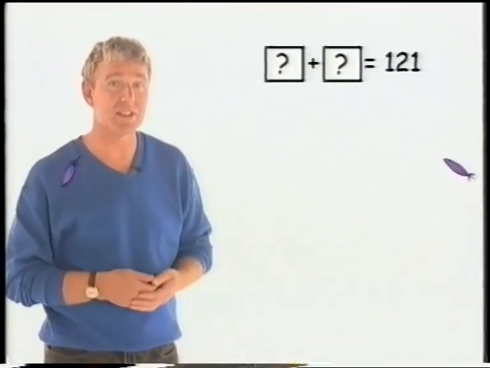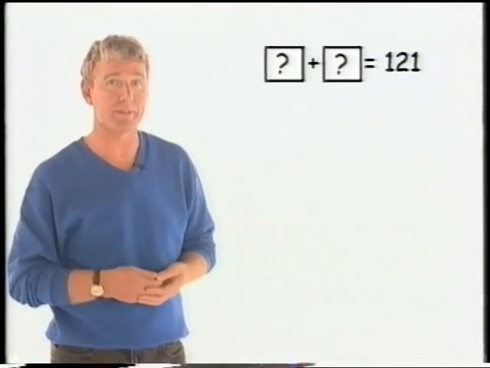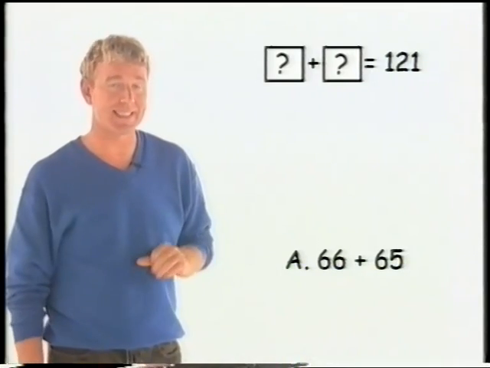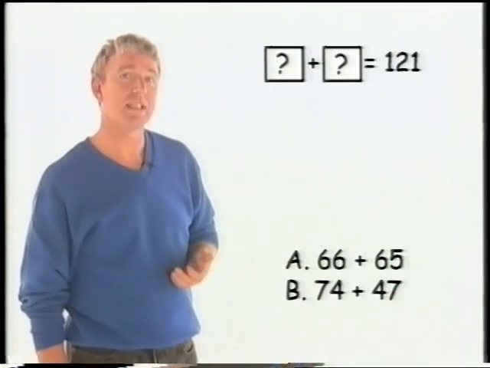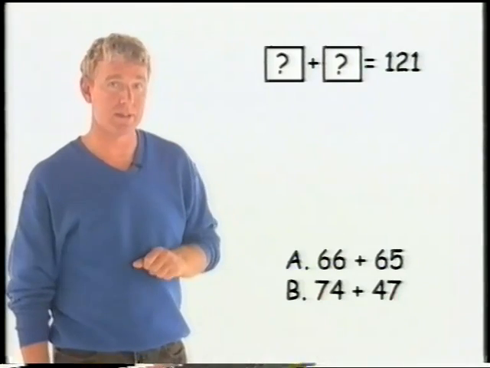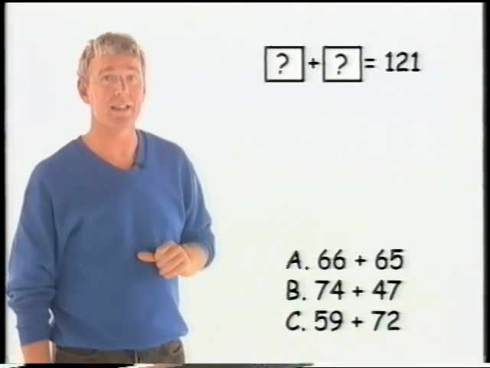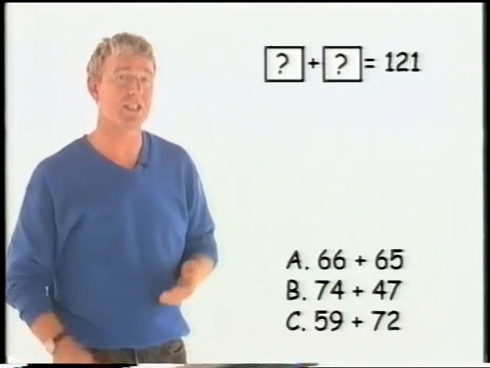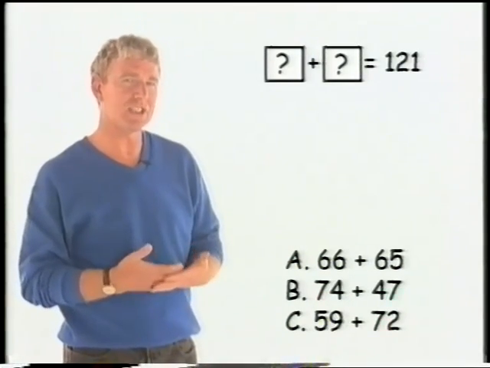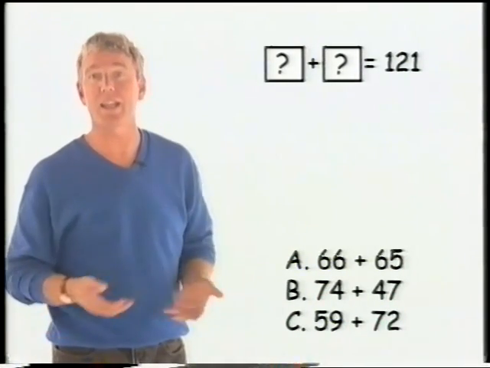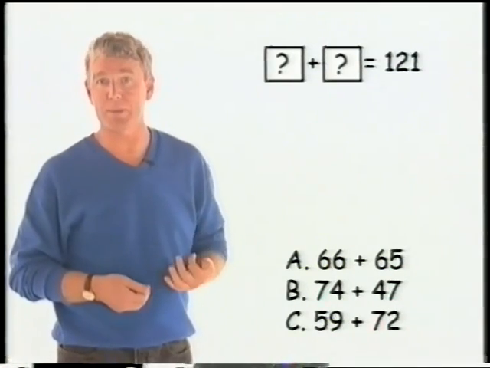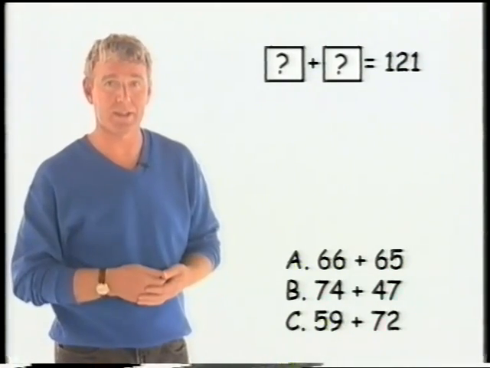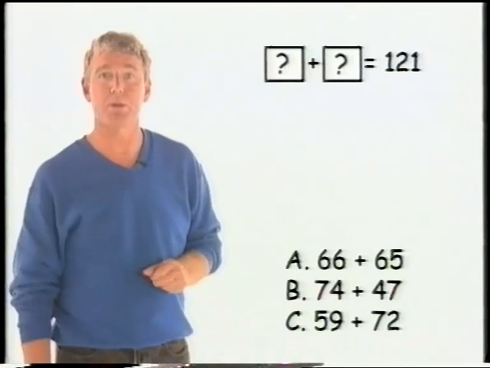Which two numbers add up to 121? A, 66 and 65, B, 74 and 47, or C, 59 and 72. Try these additions in your head, and don't forget you can add the numbers in any order. Adding tens and units separately might make the sums easier, or you could round numbers up or down.